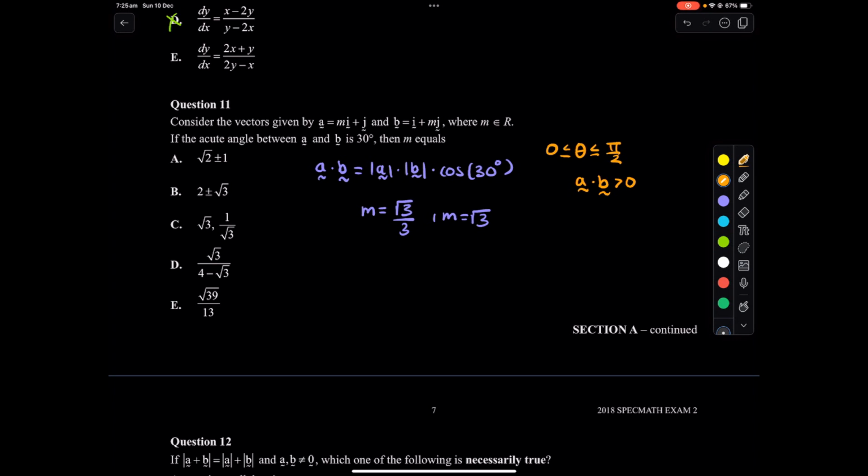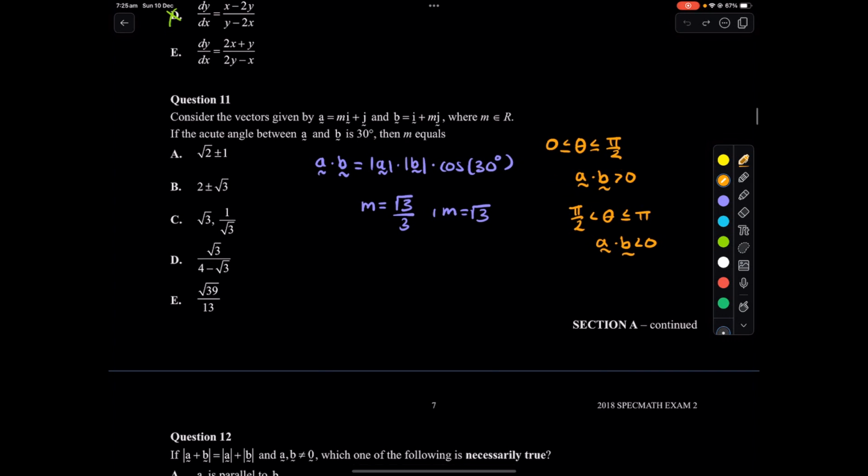If the angle in the other case is between pi/2 and pi, then the dot product must be less than 0. These are cases that you need to consider. So in this case, it's 30 degrees, so we want the dot product to be always greater than 0. Let's check if that's true in this case.